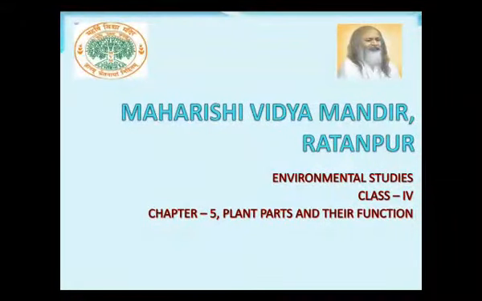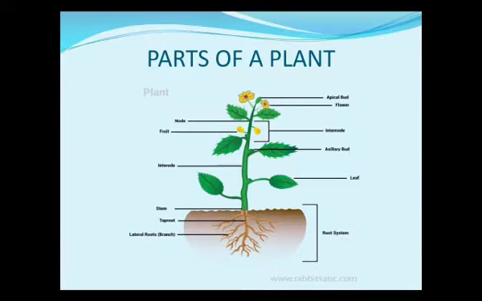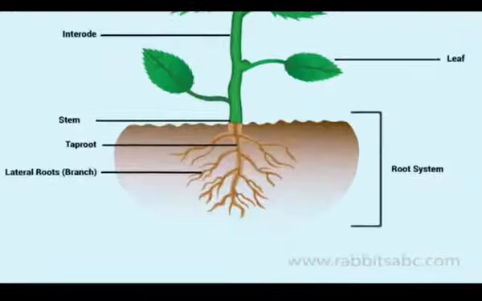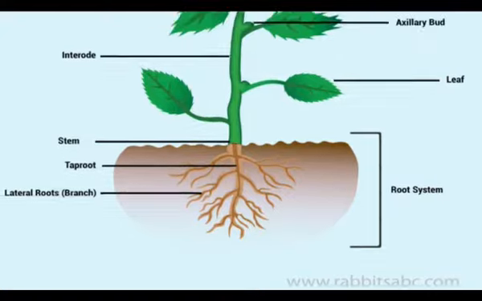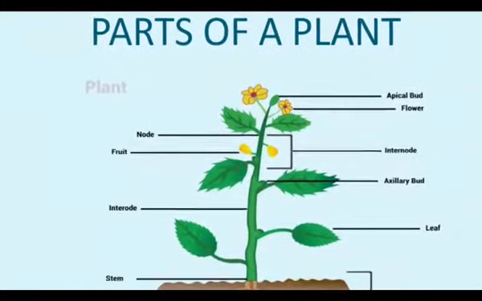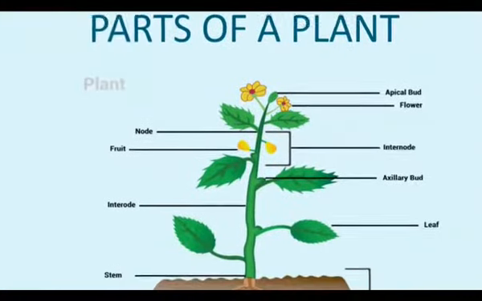Today we will start a new chapter of EVS, that is chapter 5, plant parts and their function. Here in this picture you can see parts of a plant which you have already studied. Now the parts of a plant are divided into root system and shoot system. We can see that the root system is the part of the plant which is below the ground, and the shoot system is the parts of the plant which are above the ground, where we can find stem, leaves, flowers, fruits, buds, etc.